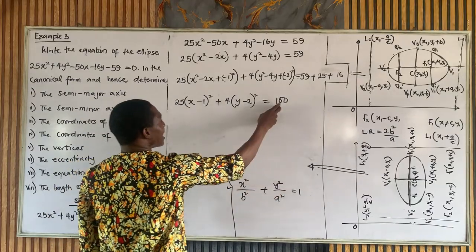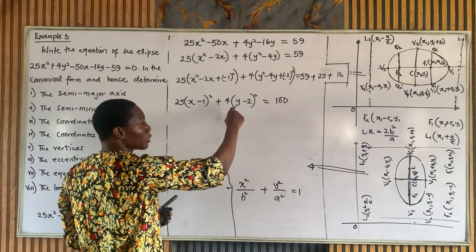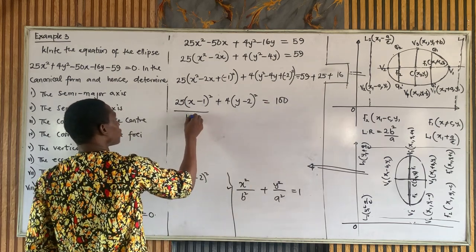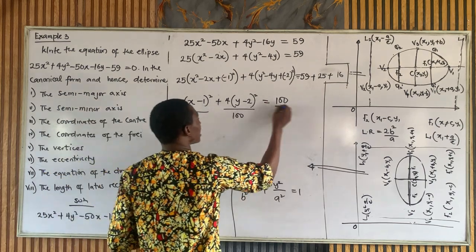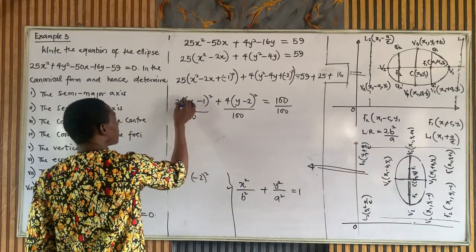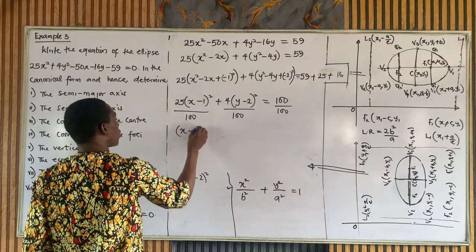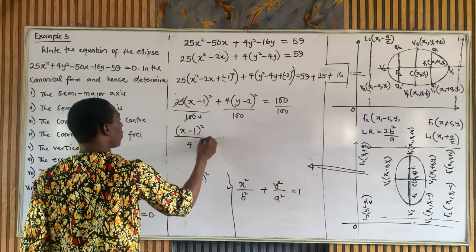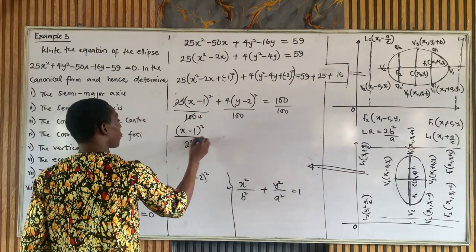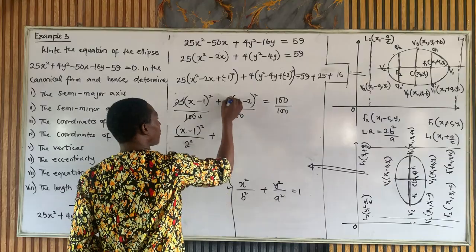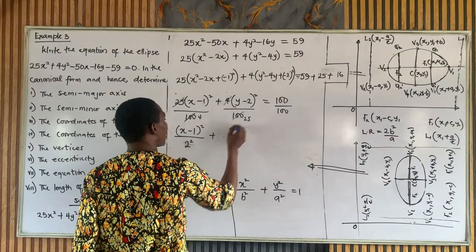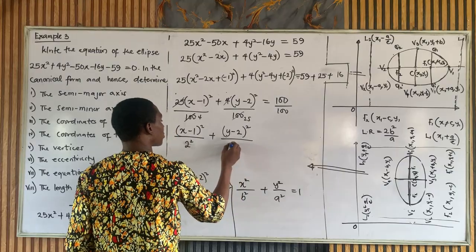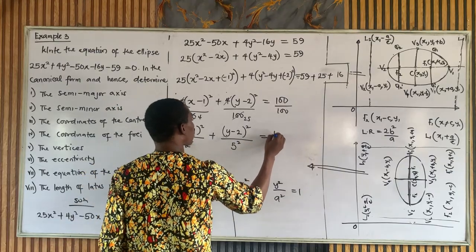Next is to make sure that here is 1. To do that, you divide here by 100. I'm not just going to divide here by 100, I'll divide everything by 100. Divide here by 100, divide here by 100. And that will give us x minus 1 all squared over 25 over 25, which is 1; 25 over 25 here is 4 over 25, which is 4, which we can say 2 squared. Plus 4 over 25, y minus 2 all squared over 25, and that's 5 squared, is equal to 1.